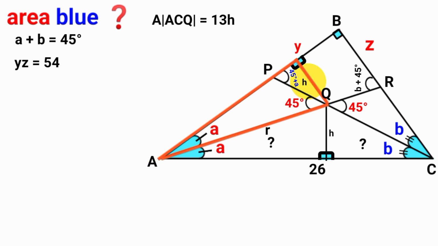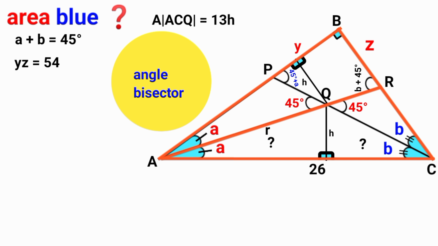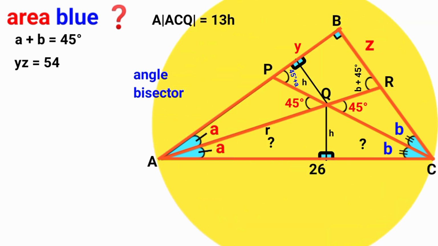Therefore, the length of this side is h. Now look at this line here. It bisects this angle ACB of triangle ABC. That means it is an angle bisector of the triangle. Look at this line here. It also bisects this angle. That means it is also an angle bisector of the same triangle ABC. The two angle bisectors meet at this point Q.